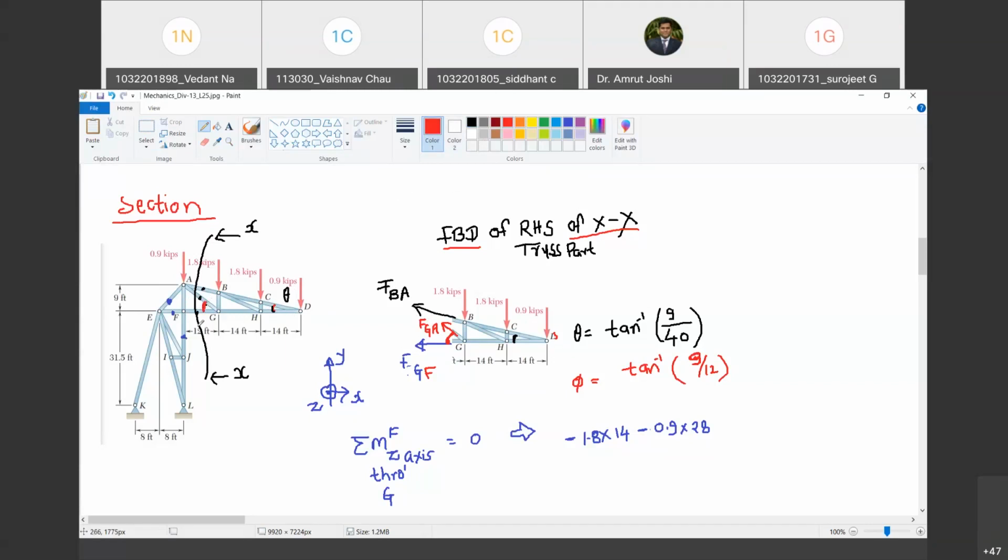So let us calculate theta and phi. Are you with me? Yes, sir. So how do I calculate theta? Tan inverse of 9 divided by this length. What is that length? 14, 14, 28 plus 12, 40. So tan inverse of 9 by 40. Quickly tell me how much is tan inverse of 9 by 40. Yes, sir. Just give me a second.